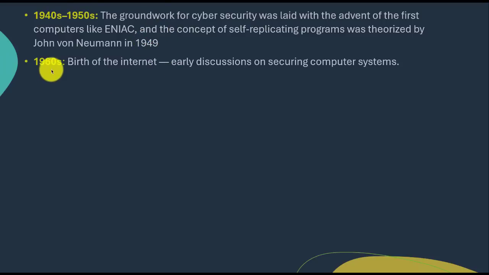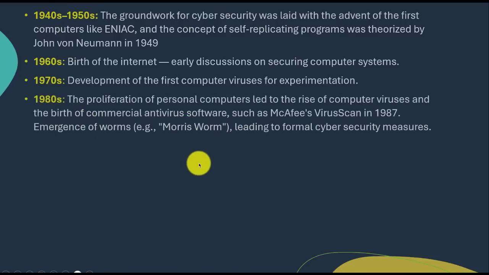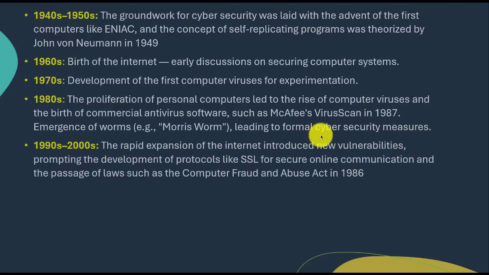And by the 1960s, the birth of the internet. So we had the internet and the discussion about how can we keep this space secure started coming up. And then by the 1970s, the first computer viruses for experimentation came into place. And by the 1980s, there were several personal computers. I got my first personal computer in 1984, and it was an Amstrad, a beautiful machine. So now viruses started to come up. The commercial birth of antivirus software, such as McAfee's VirusScan in 1987, and the emergence of worms like the Morris worm, and things started to come up very interestingly.